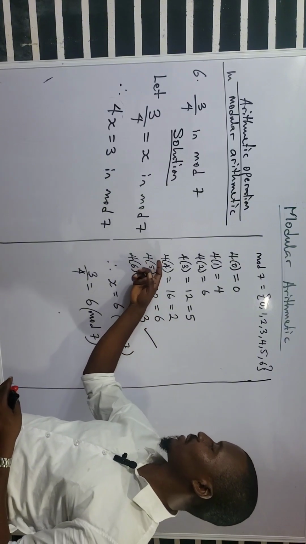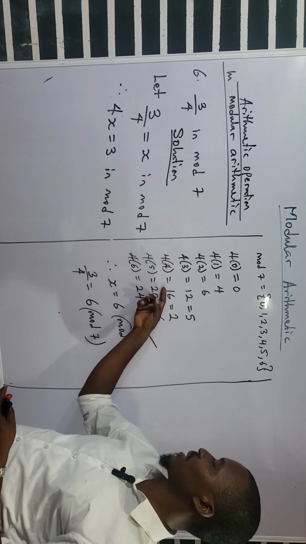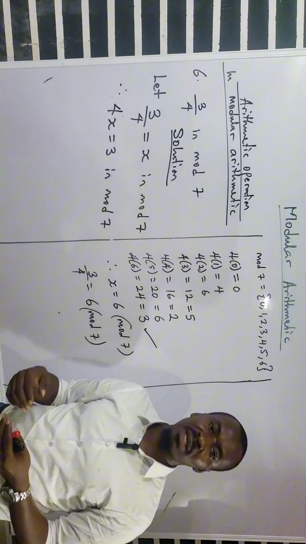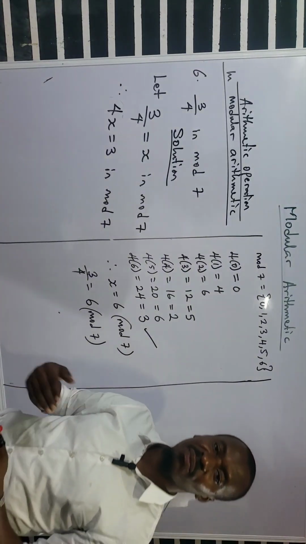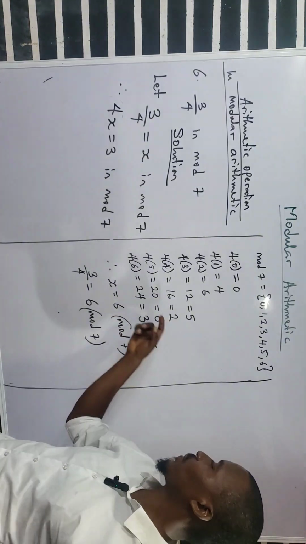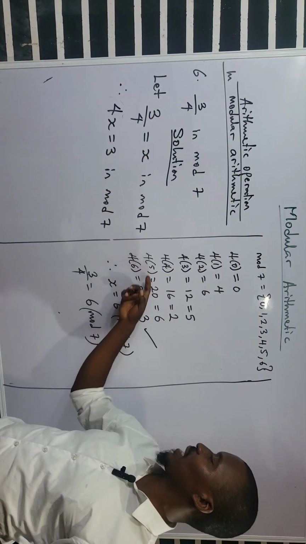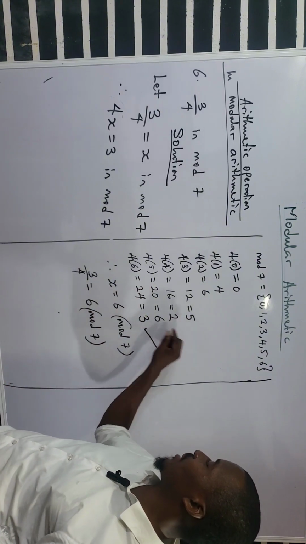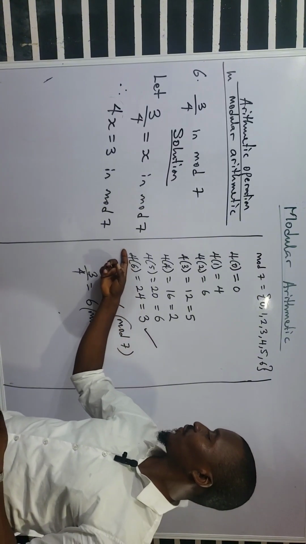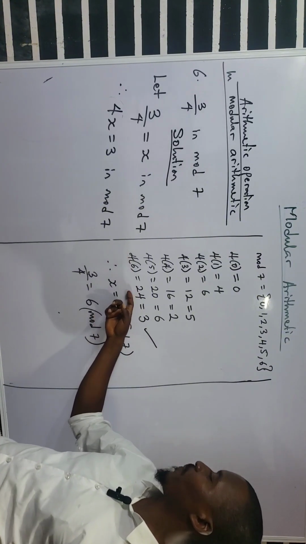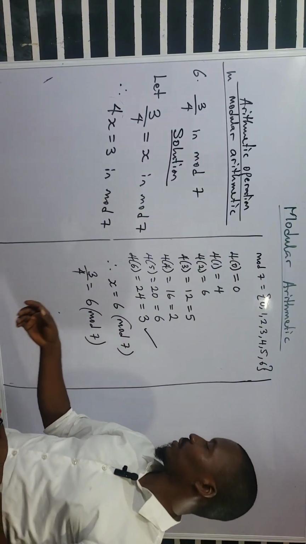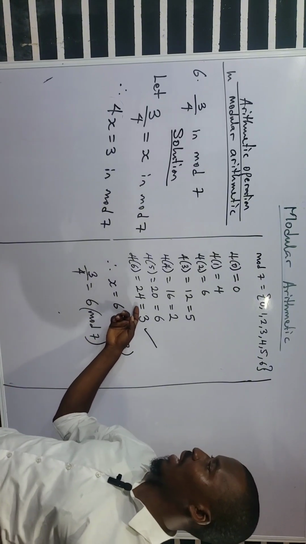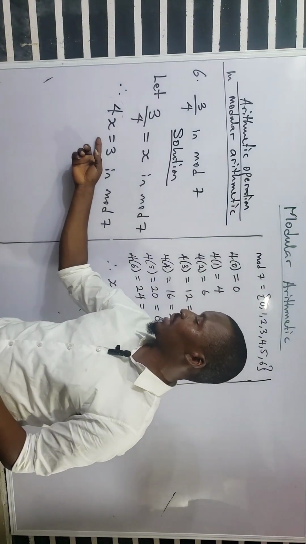So the next thing is 4 times 4. 4 times 4 will give us 16. 16 in modulo 7: when you remove 7 from 16, you get 9. When you remove another 7 from 9, you get 2. The next one is 4 times 5. 4 times 5 will give us 20. You do the same thing I have explained here, and you will get 6. So 4 times 6 will give us 24. When you keep removing 7, you are going to have 3 remaining, and what we are looking for is 3.